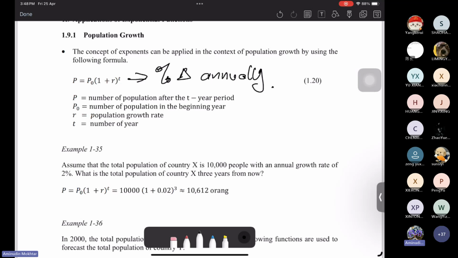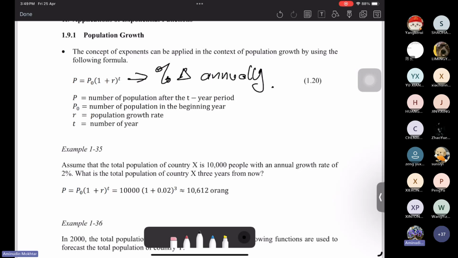Normally in Malaysia, we calculate the number of people living in Malaysia annually. That's just the estimation, not the real answer. Since we have this exponential concept, we can apply this concept in terms of population growth, for example.